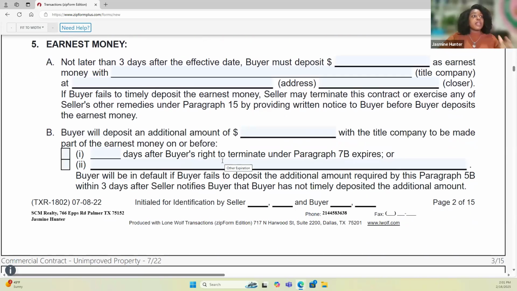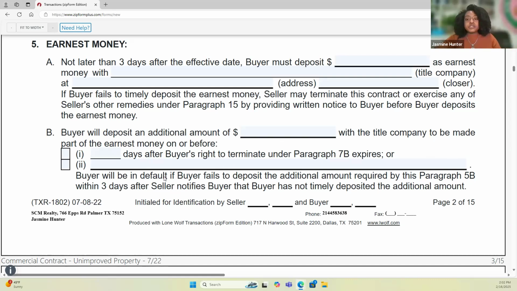Okay. And then now earnest money. Now, earnest money looks a lot like residential stuff. You do have no later than 3 days of the effective date of the contract, exactly the same as the residential side. And the buyer's going to pay however much money we all agree on for the earnest money. We have to list the title company and who is doing the closing. So who's the closer? All of that is normal. We've seen that before. Now, buyer will deposit an additional amount with the title company to be made part of the earnest money on or before this date.